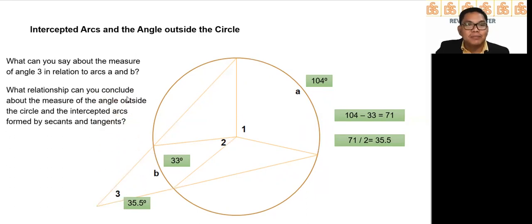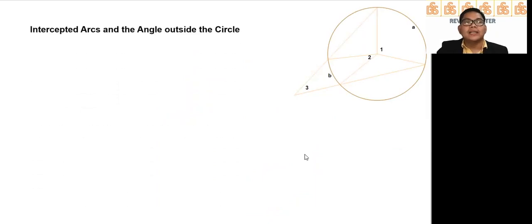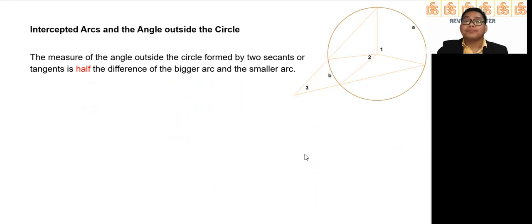Therefore, what relationship can you conclude about the measure of the angle outside the circle and the intercepted arcs formed by two secants, or two tangents, or one secant and one tangent? Can you make a conclusion? When you subtract the bigger arc and the smaller arc and divide it by 2, you will get the measurement of the angle outside the circle. Let us use this conclusion to answer different problems. Okay, let's do it.